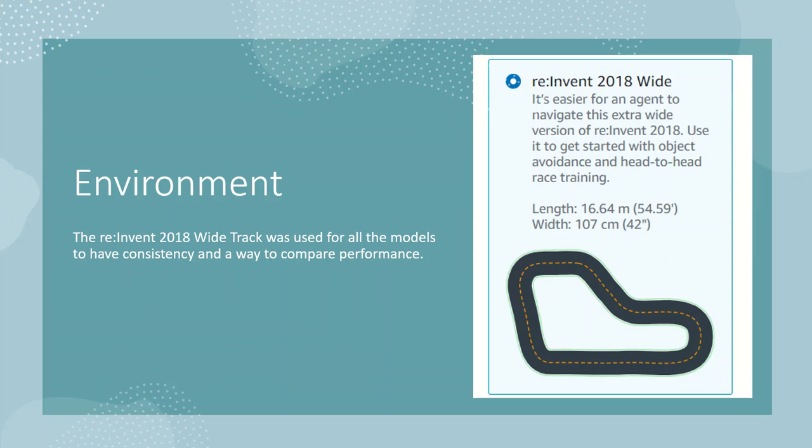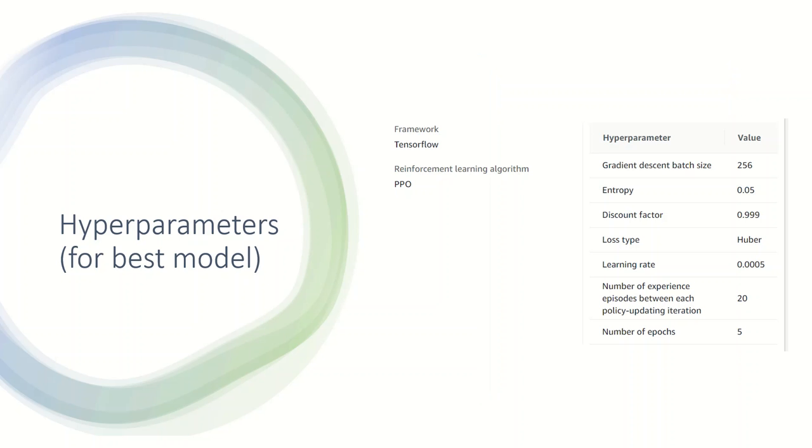A little bit about the environment that I chose. We were required to choose the reInvent 2018 white. Here's some information about the track. For the hyperparameters, here's a screenshot of the hyperparameters that I've been using. I'm going to explain a little bit more in the next slide.